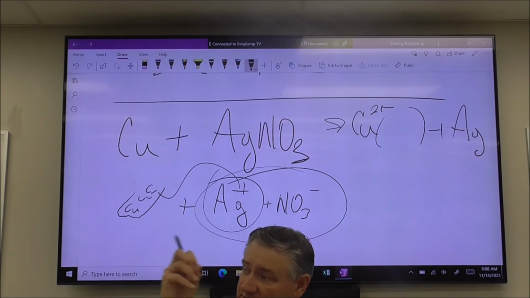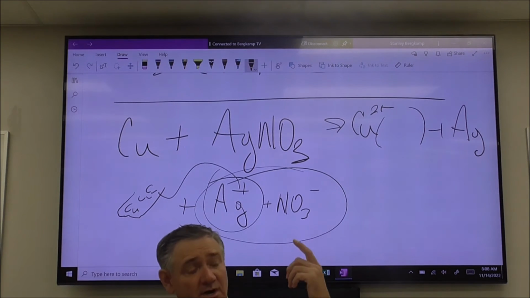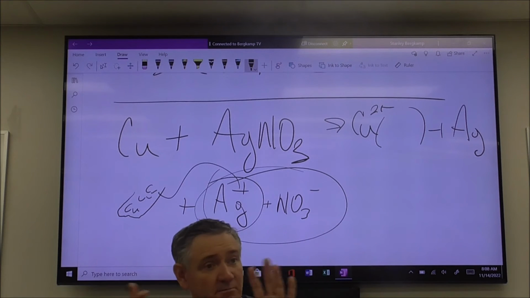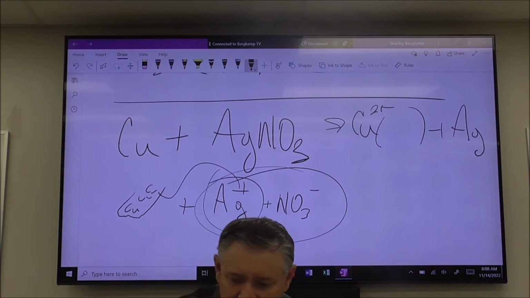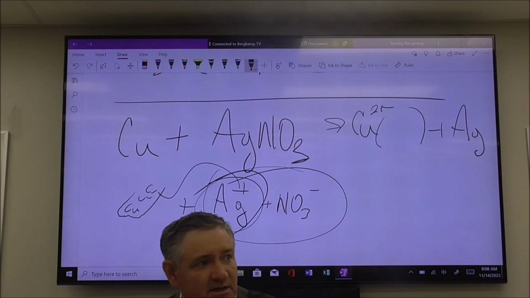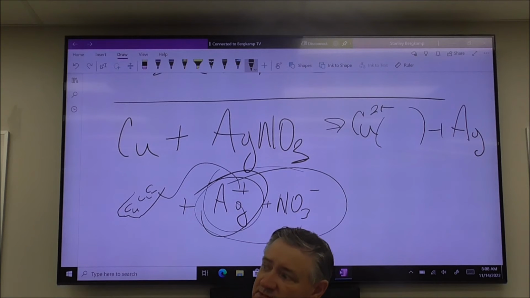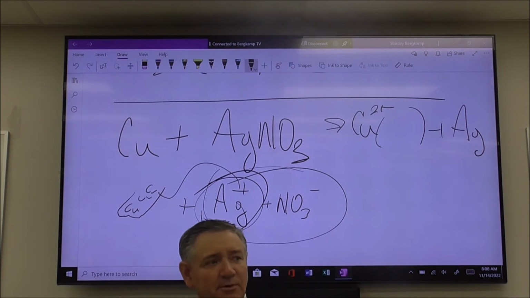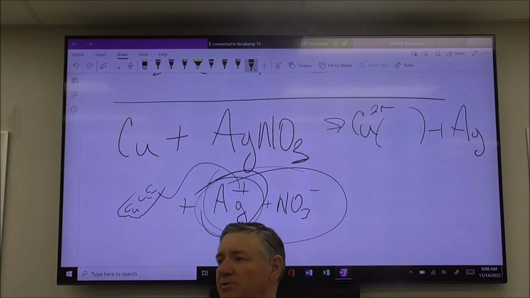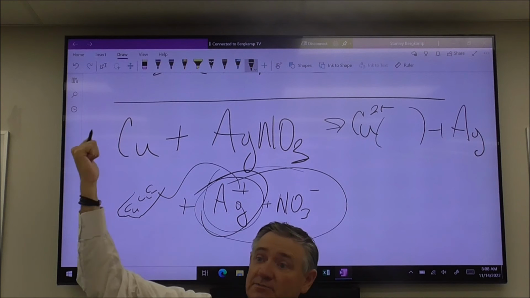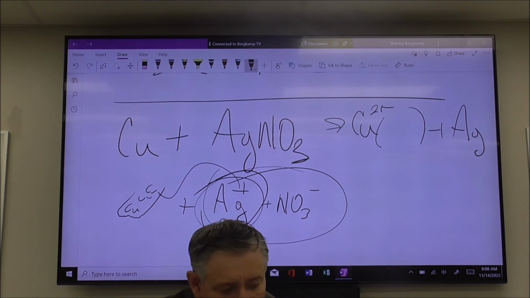So this is what we call a single displacement reaction. It's also a redox reaction. It's a reduction and an oxidation. Basically, the silver has a stronger pull for the electrons than copper does, and it's like a tug of war. The silver comes along and says, yo, give them up. Copper says, there you go. So it's like a bully taking milk money from a freshman, okay? The copper says here, but then the copper's out and it goes into the solution.